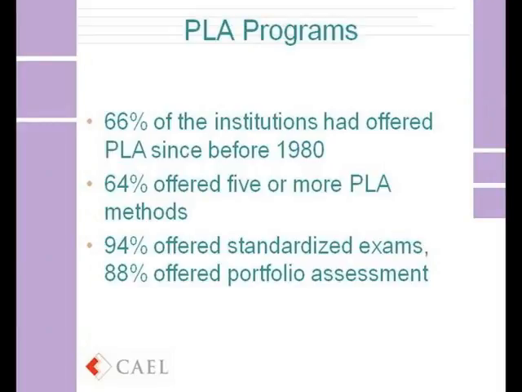What we found is that a large number of the institutions that were in our study had offered prior learning assessment for a long time, and many of them, you'll see if you do your arithmetic very quickly, these numbers add up to more than 100%. And that's because, as you know, one institution can offer several methods of prior learning assessment. Indeed, 64% of the institutions we looked at, and there were 46 in the United States and 2 in Canada, offered 5 or more PLA methods.